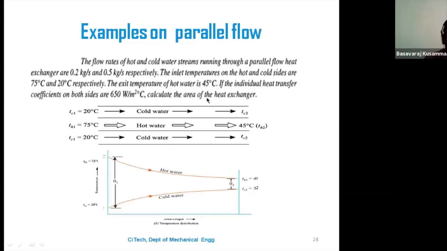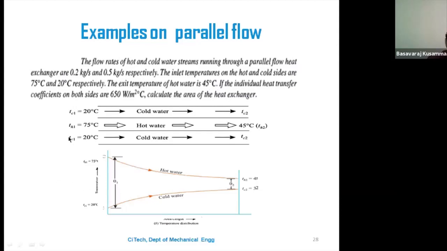If the individual heat transfer coefficient on both sides, the hot fluid side and the cold fluid side, is 650 watt per meter square degree Celsius. So the individual heat transfer coefficients on the hot fluid side and cold fluid side are 650 watt per meter square degree Celsius. Calculate the area of the heat exchanger.